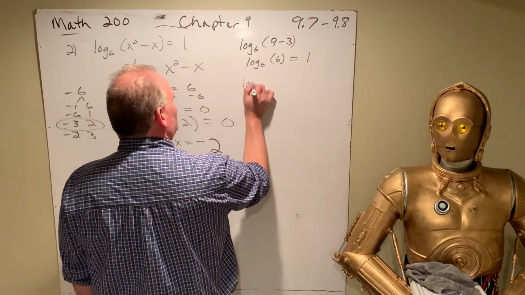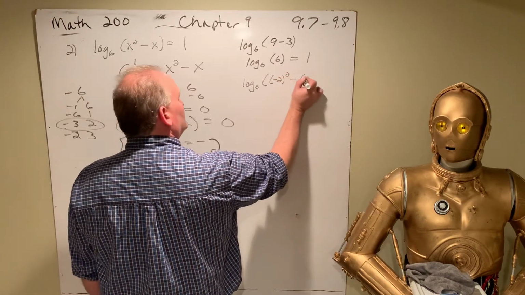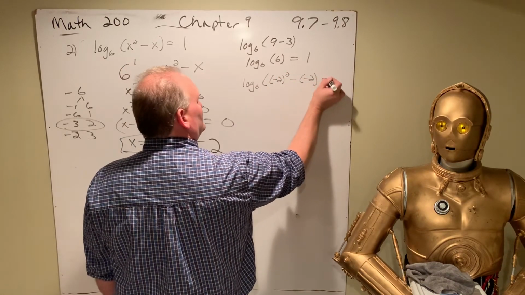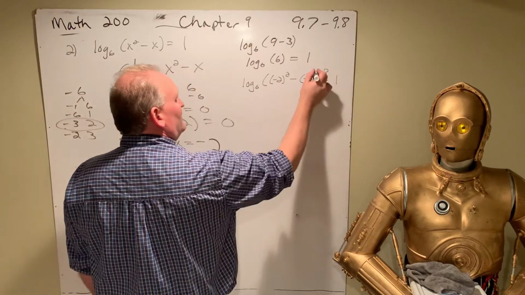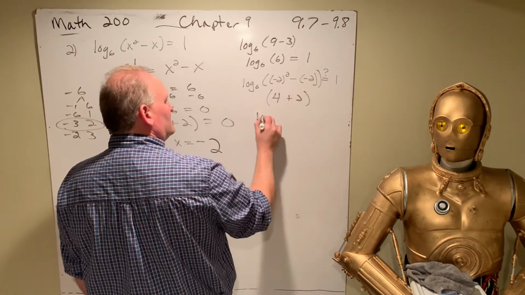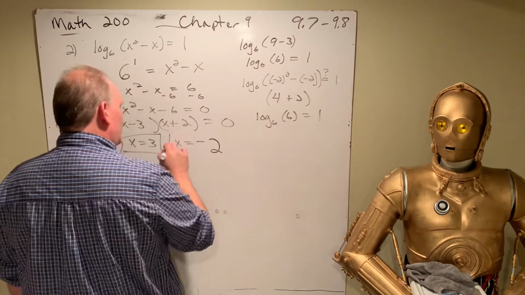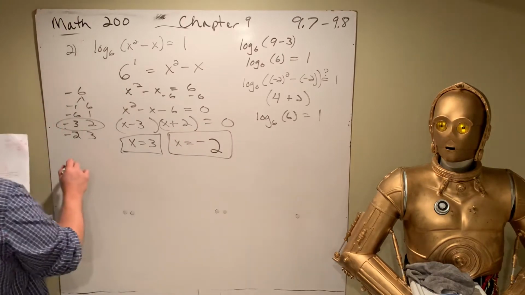Let's see what happens there. Log base 6 of -2 squared minus -2. Does that equal 1? Oh yeah, that's going to work. 4 plus 2, that's 6. Log base 6 of 6 is 1. They both work. Look at that. I was worried for nothing.